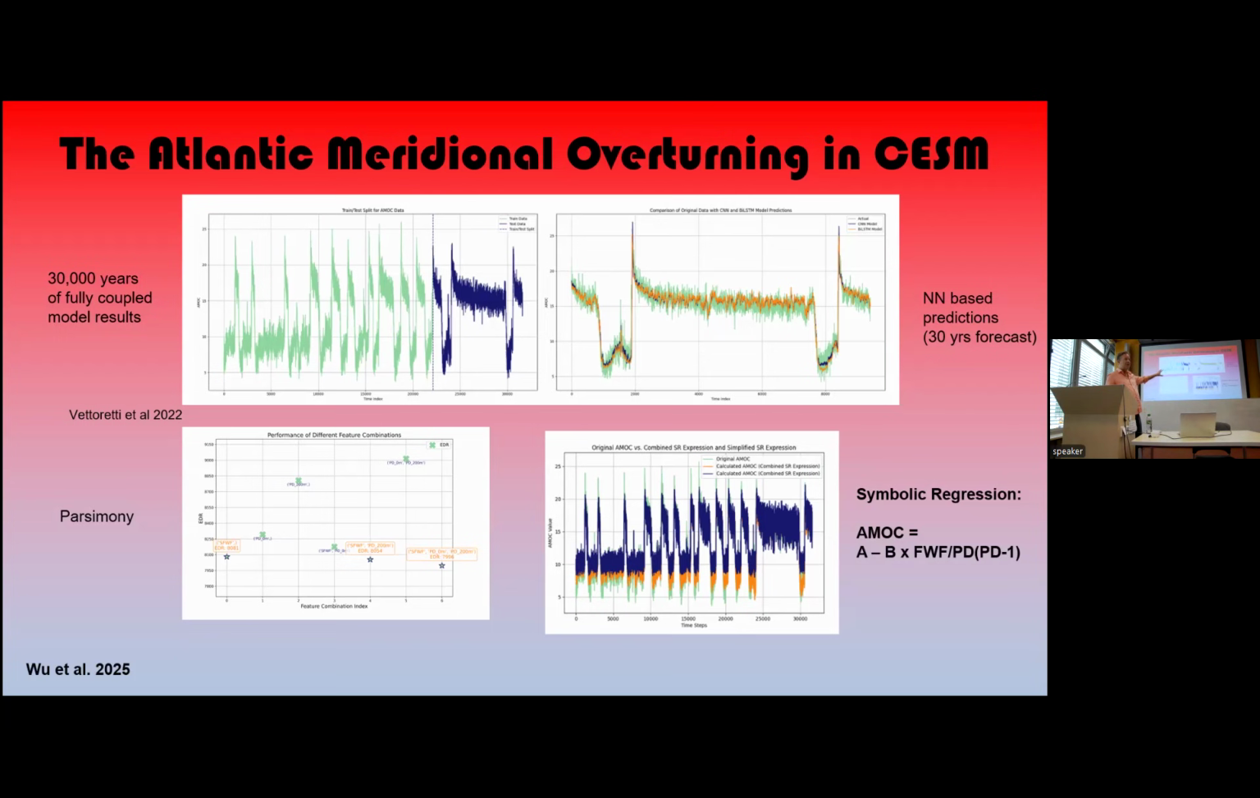So this is a relatively simple problem. I mean, neural networks will do this for you. It's very nice. I struggle with the interpretability. This is something we have to think about. But for a model, you would also need to predict the freshwater flux and the potential density.